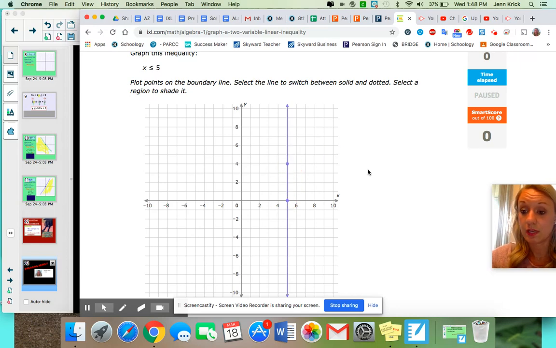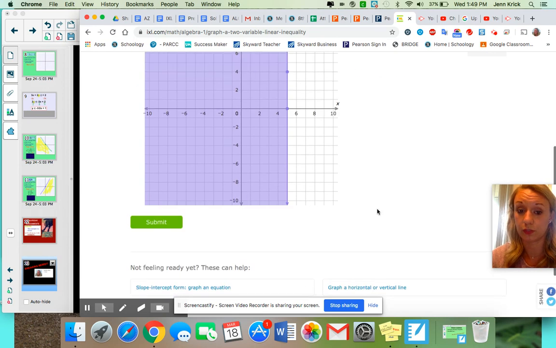Because it's less than or equal to, it does need to be a solid line, but let's pretend that it didn't. So you see how when you move it and you hover, it gives you the dashed. If you click that, it changes to dashed. Or if you hover over again, it changes to solid. So you're good to go. Now it says less than or equal to, so I need all of the x values less than 5. So hold your mouse down, go like this for a little bit, and it shades the whole region for you.